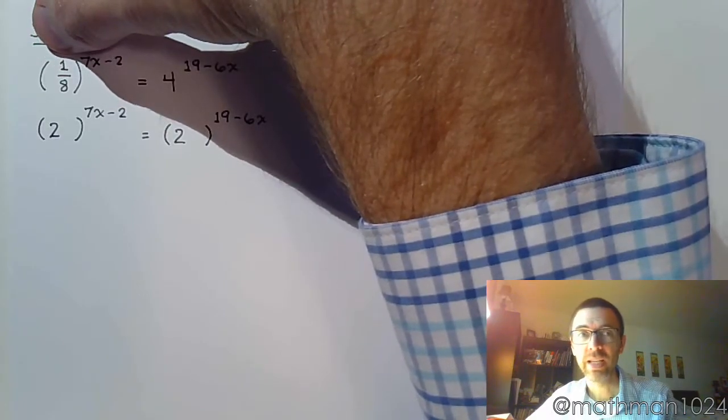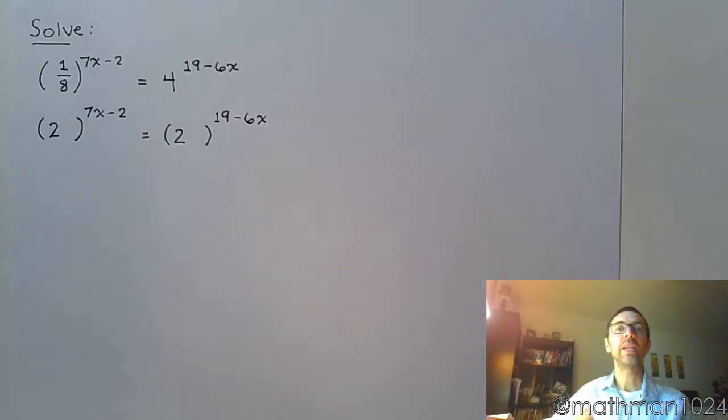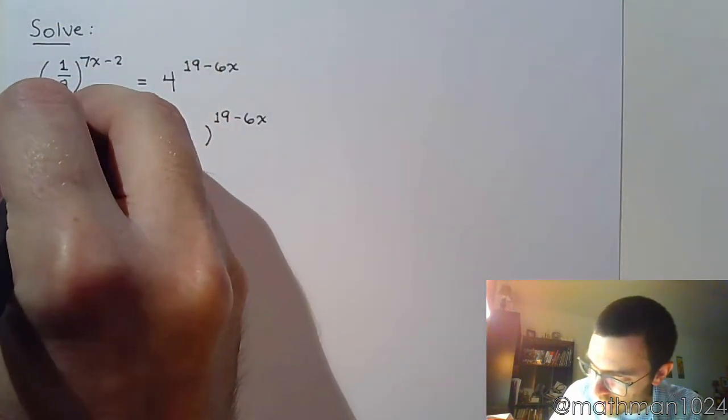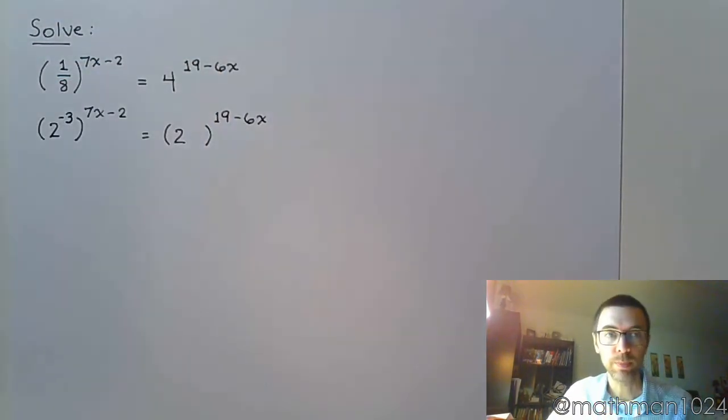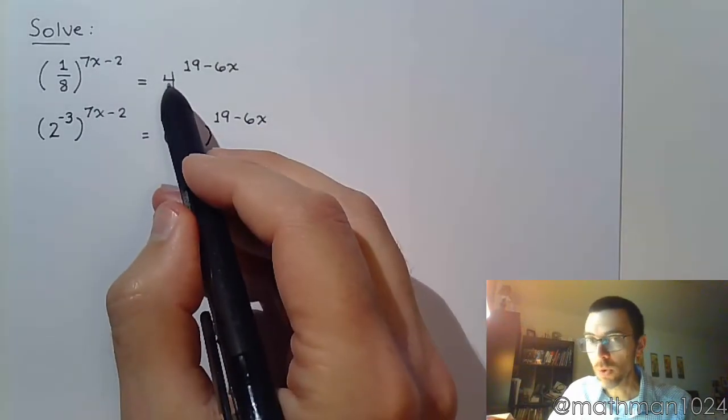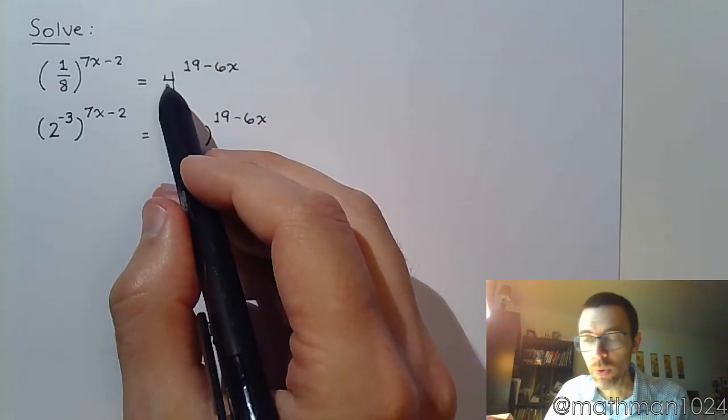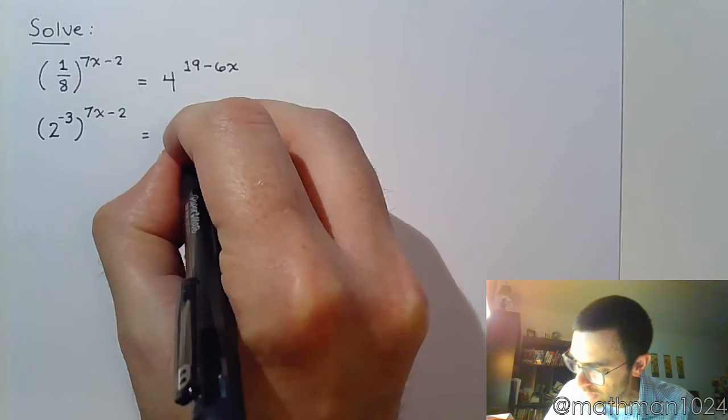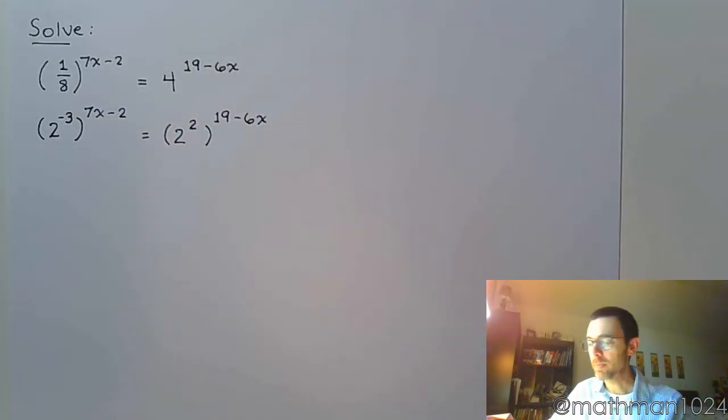In order for it to be in the denominator, though, that's where the negative powers come into play. So this is actually 2 to the negative third power. And then we look over here at 4. What's the power of 2 that gives me 4? Well, that's 2 to the second power, like that.